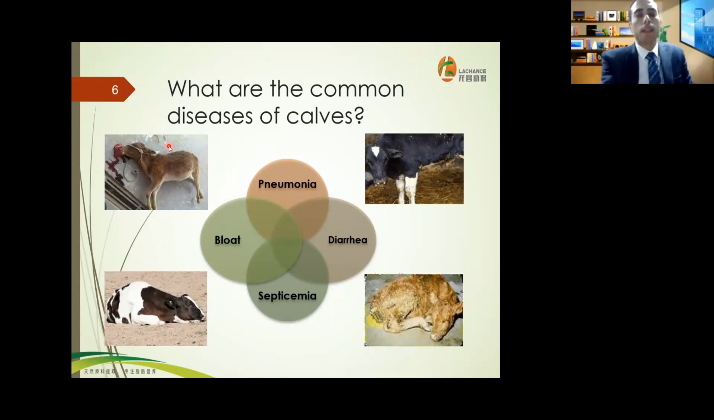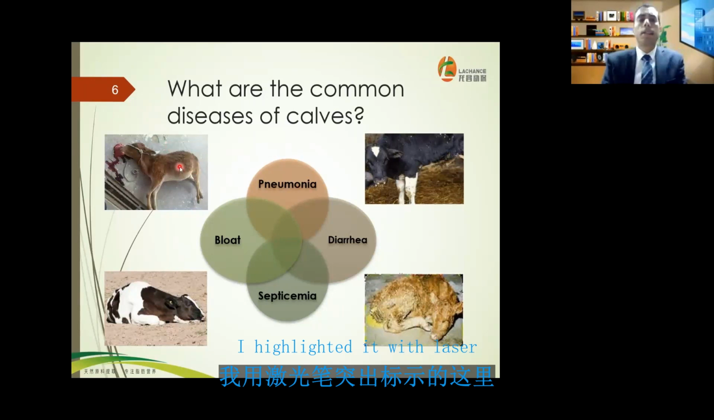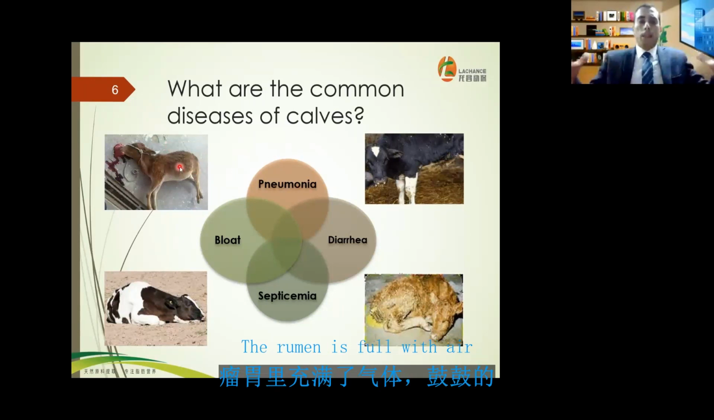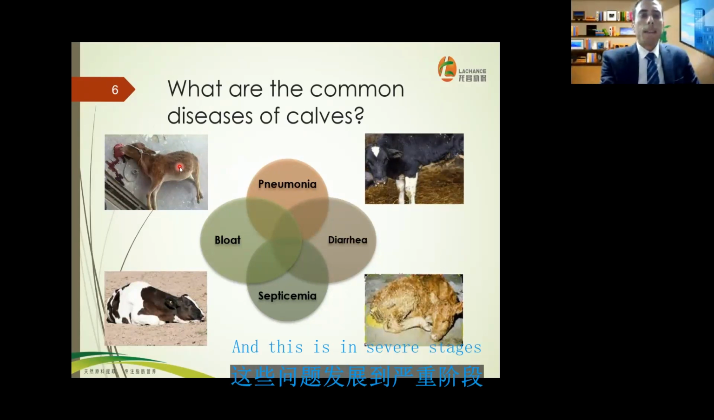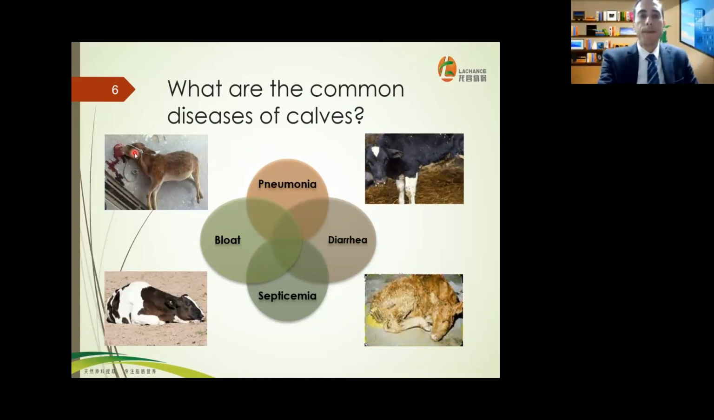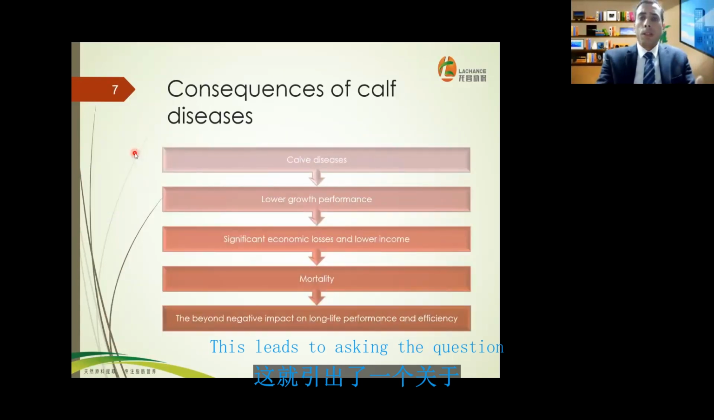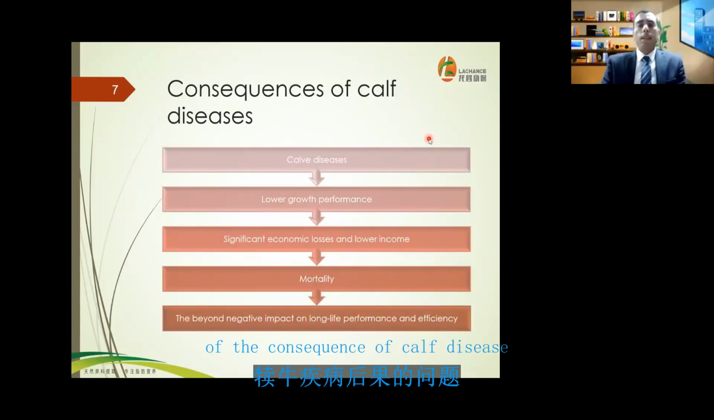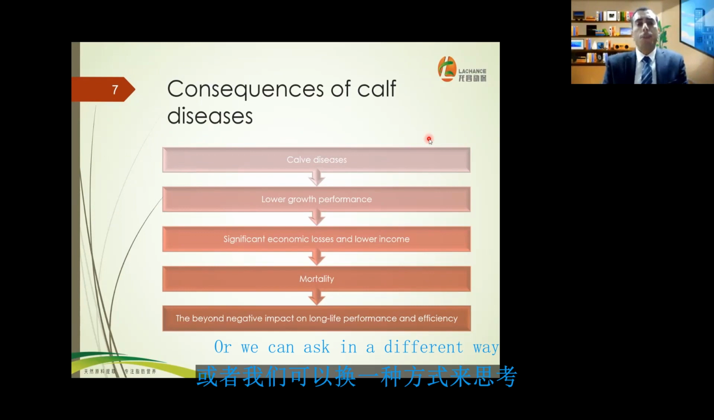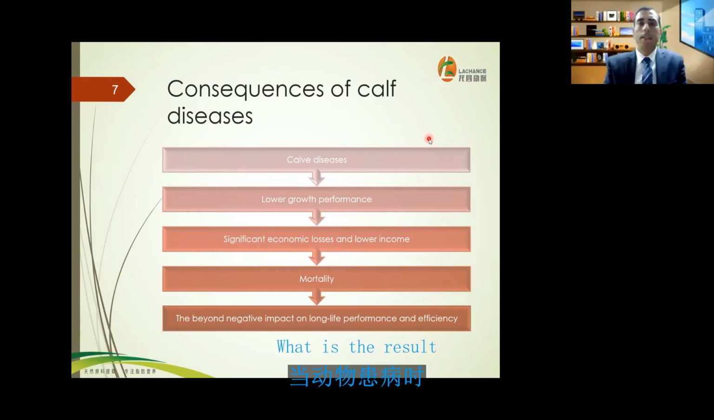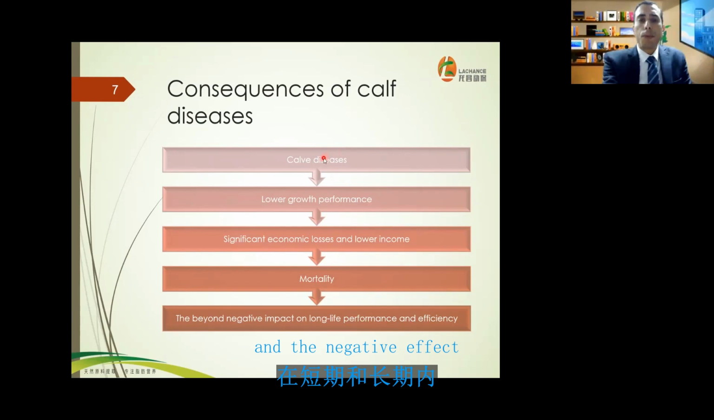You can see here, I highlighted with the laser, the rumen is full of air, causing bloat. In severe cases, this causes disease and mortality. This leads to a question: what is the consequence of calf disease? Or we can ask in a different way: what is the result when an animal has disease? When an animal has disease, this leads to bad performance and negative effects in the short and long term.